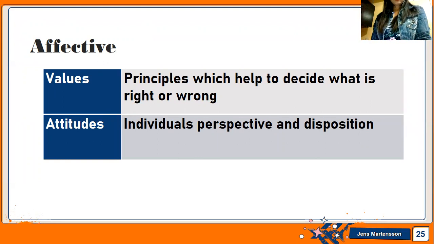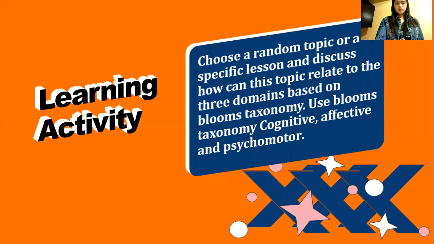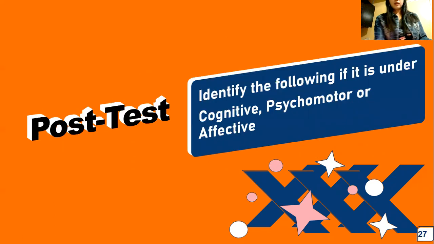So, do you have any questions? Okay, so let's proceed to our learning activity. Choose a random topic or a specific lesson and discussion. How can this topic relate to the three domains based on Bloom's taxonomy? Use Bloom's taxonomy: cognitive, affective, and psychomotor. And I'm going to give you at least 5 minutes to answer that.